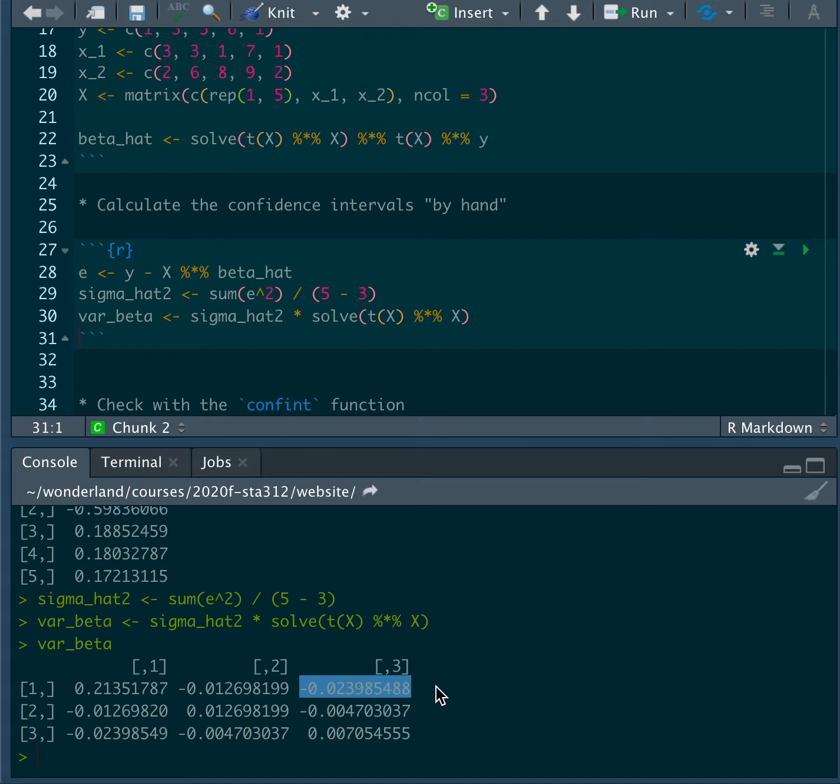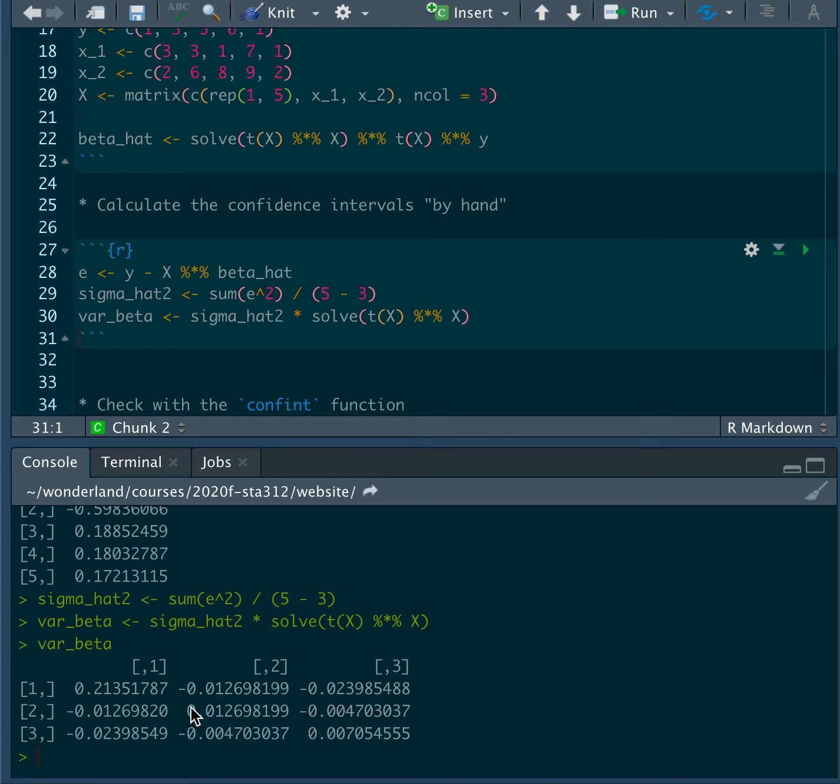This is the covariance between beta 0 and beta 2. So this is beta 0 and beta 1. This is beta 0 and beta 2, the covariances. Now look at this matrix and see if you can find those same values somewhere else.